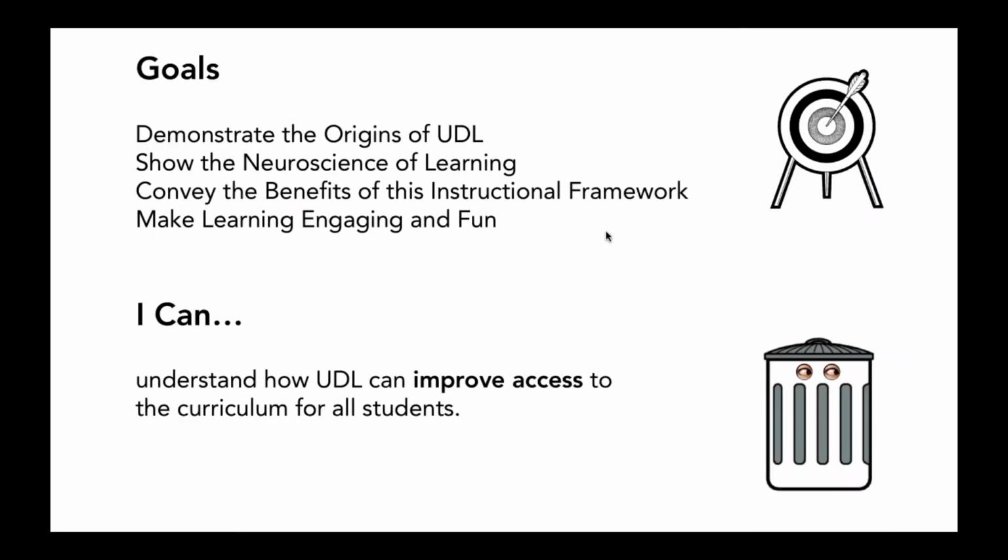So here we go. Okay, our goals. Just in case someone's listening from the car, which is something that we have happen quite a bit, I am going to read the goals and the I can statements for those that are in their cars so they're not trying to look at the screen. So our goal today is to demonstrate the origins of universal design for learning, show the neuroscience of learning, convey the benefits of this instructional framework, and make learning engaging and fun. And when you're done, you should be able to say, I can understand how universal design for learning can improve access to the curriculum for all students.